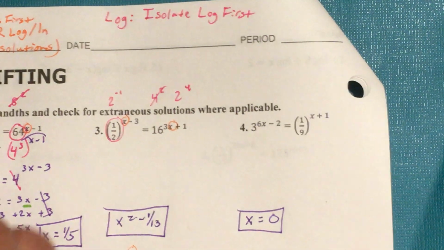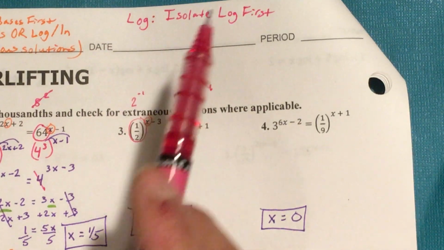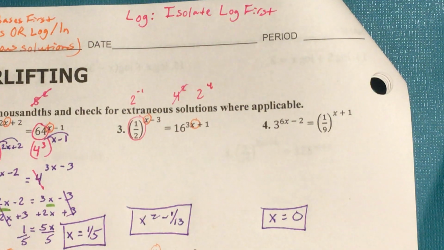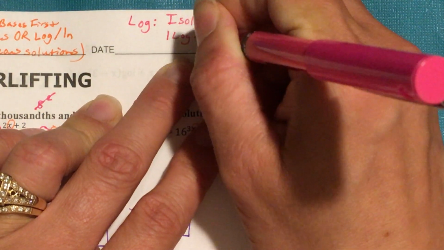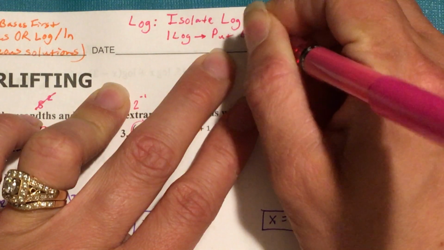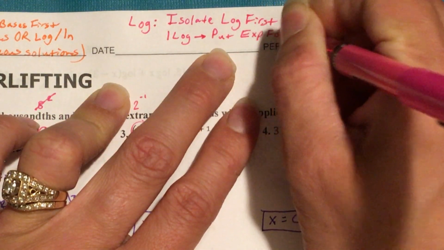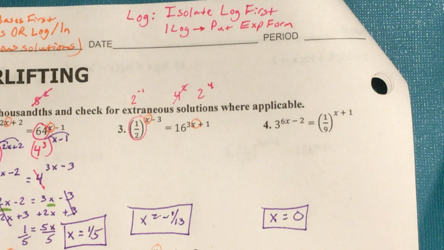So just like we want to isolate our bases first for exponential form, we always want to isolate our log first for logarithmic ones. So if I have one log, we are simply going to put it in exponential form to solve. So exactly what we were doing a couple of days ago when we were trying to evaluate a single log. So solve one log, evaluate one log, put it in exponential form using big animal ears.